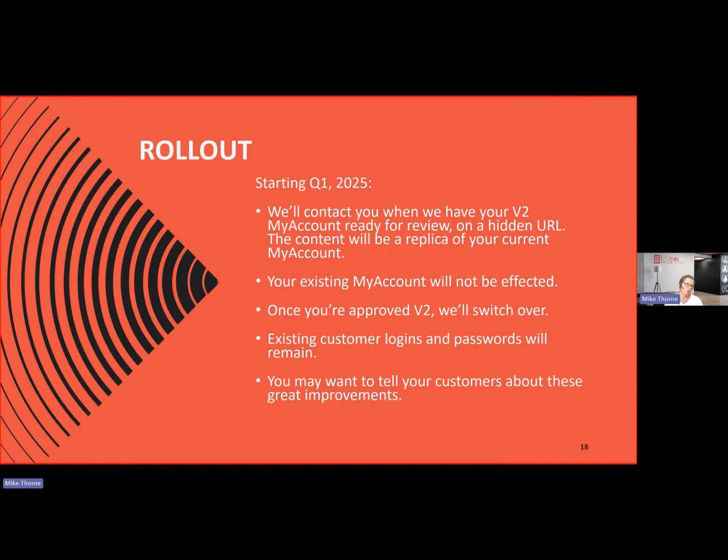And then once you're happy with the new V2 and you've approved it, ready to go, we'll switch you over to it. There'll be nothing different from your side. The current URL, instead of going to the current one, will go off to the version 2 side. And that's all that switching over involves. All the existing customer logins and passwords will remain, so customers will still be able to log in and do exactly what they can today. So there's no customer impact.